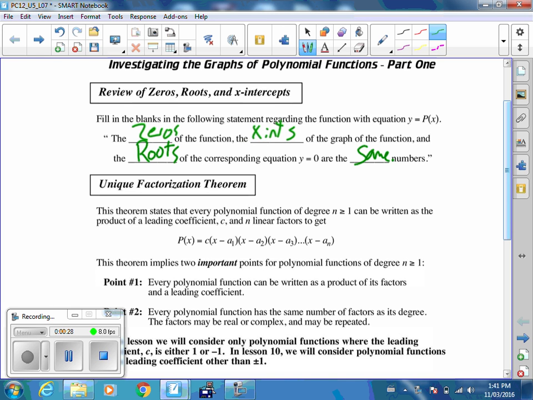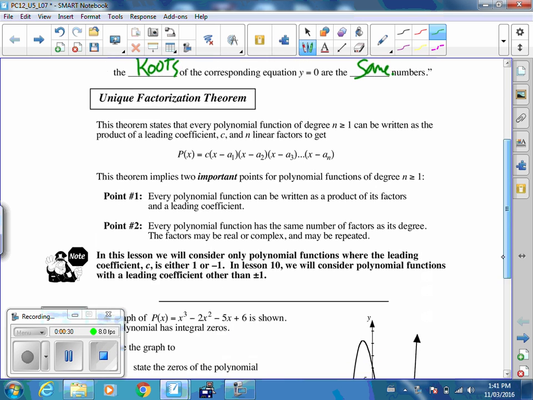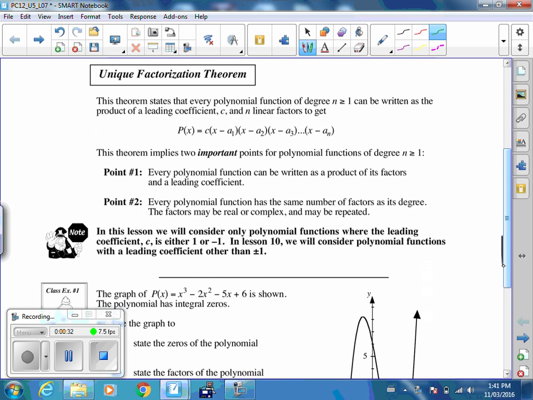Again, why we have 3 different terms for the same thing? Who knows? Math. So the unique factorization theorem states that every polynomial function of degree n greater than or equal to 1, so that is not a constant function, can be written as a product of a leading coefficient, some constant value c, and then all these different linear factors.